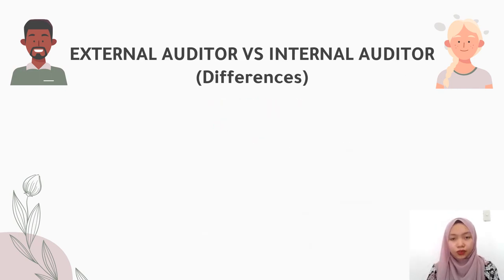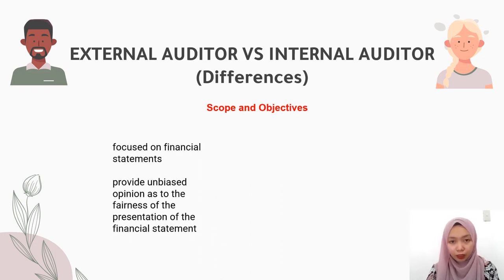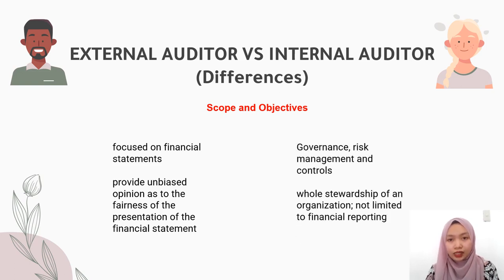Next, in terms of scope and objectives. Based on the definition of the two, an external auditor is focused on financial statements and provides an unbiased opinion as to the fairness of the presentation of the FS, or the financial statements. For internal, we are into governance, risk management, and controls. And as I've said a while ago, the internal auditor covers a wide range of activities in the organization, not limited only to financial reporting.